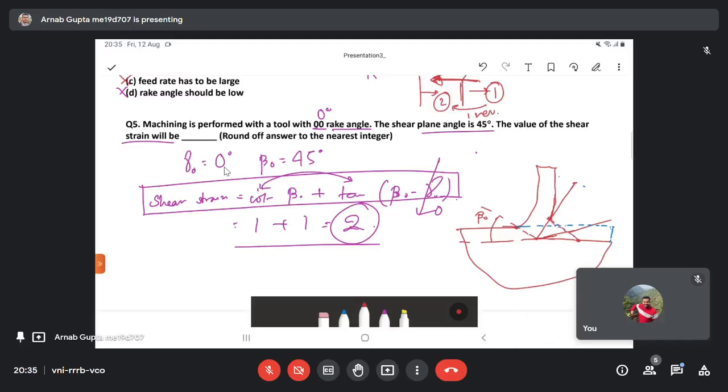Do you have any questions? No, sir. Okay, so this point, say P, has traveled up to here due to the cutting action of the tool. This point P has moved from point P to, say, point Q due to the action of the tool, right?